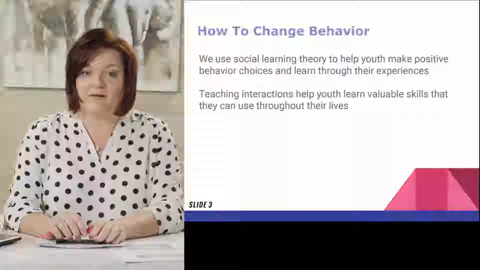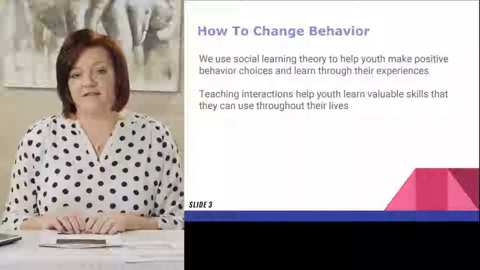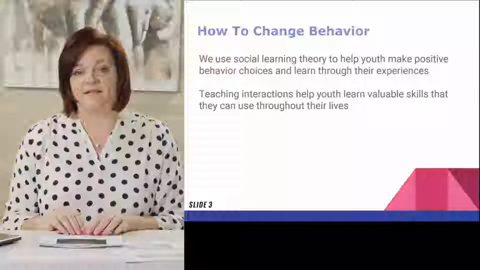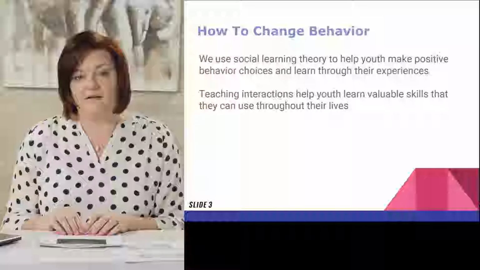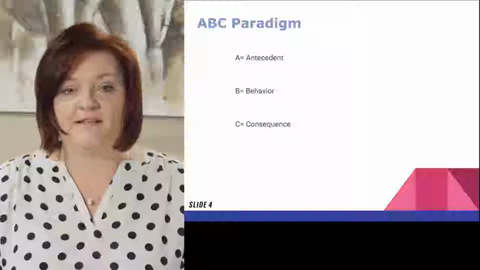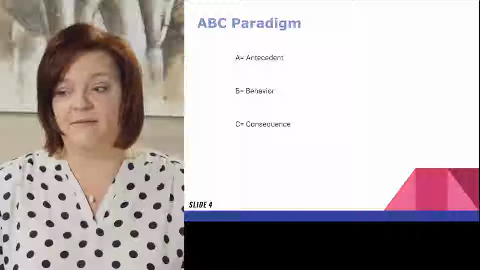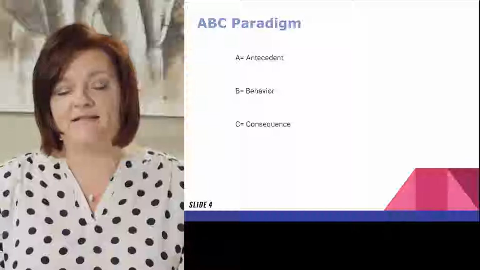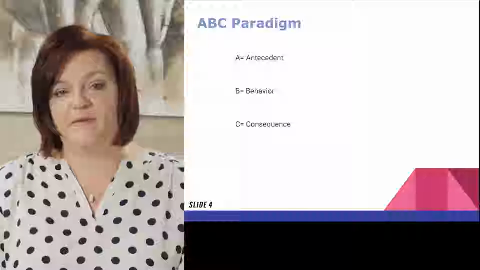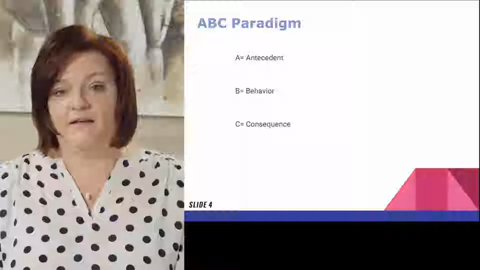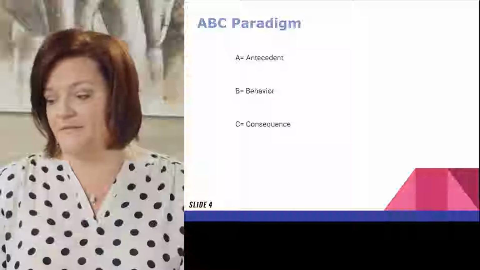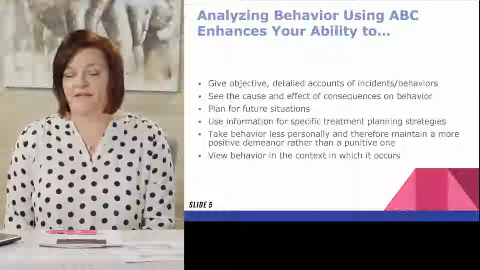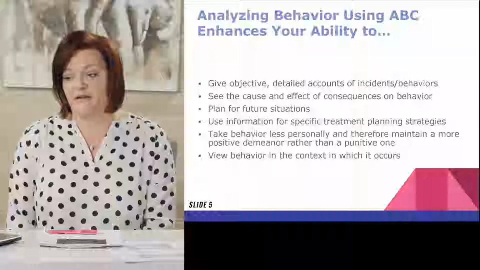Social learning theory helps us apply that teaching in a way that makes what they're learning a more permanent part of their life. Social learning theory is based on an ABC paradigm. The antecedent is the thing that comes before, B is the behavior, and C is the consequence. So we analyze the ABCs of behavior in various ways.